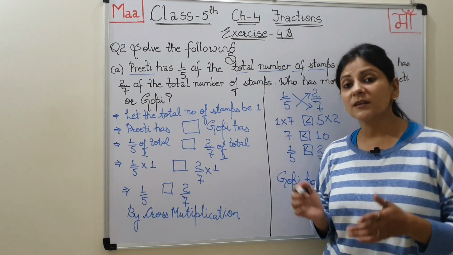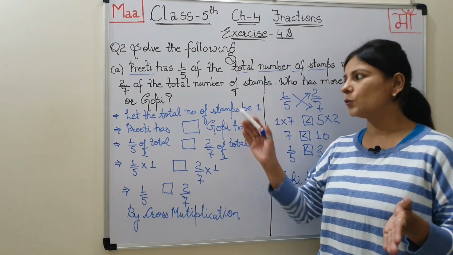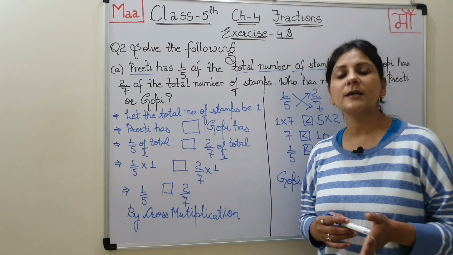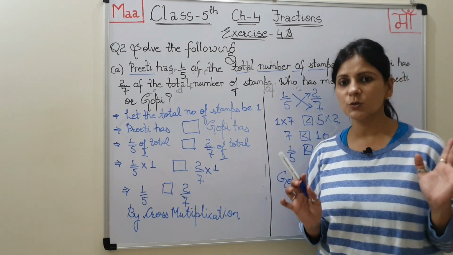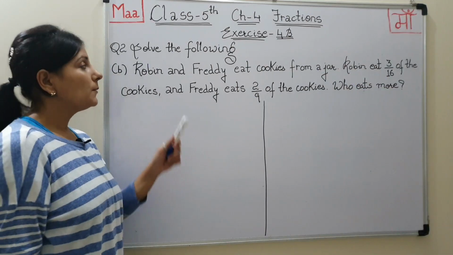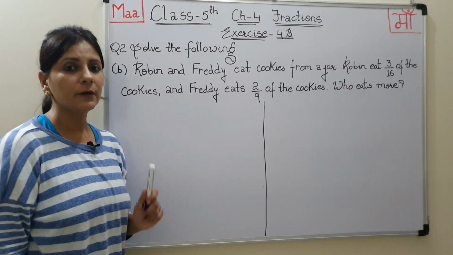अगर क्वेश्चन में पूछा जाता है किसके पास कम स्टेम्स हैं, तो उस केस में हम यहाँ पर प्रीति का नाम लिखते, that Preeti has less stems. Okay students, now part B of question number 2.